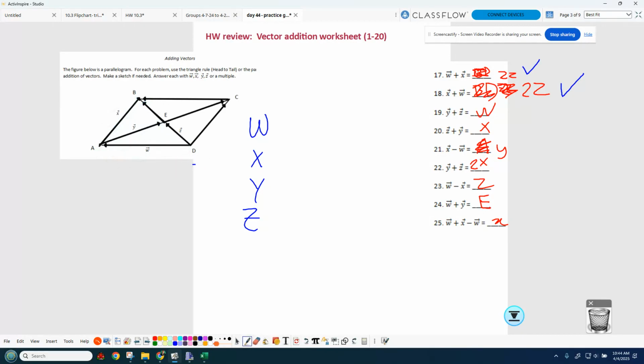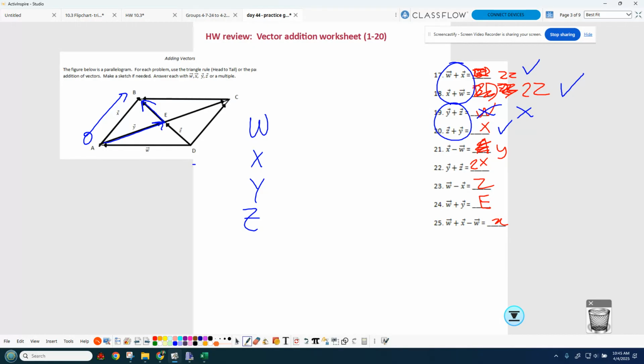Y plus Z. Okay, here's Y, and to be correctly added, I need to move Z up here. So the open starting point, open ending point looks like X. And vectors, I can add them in either way. So the current is pushing you, then the wind was pushing you. Or the current pushed you and then the wind pushed you, whatever. Doesn't matter. You can add the vectors in either way and you will get the same thing. So Y plus Z and Z plus Y, same thing. Just like here, W plus X is the same as X plus W.